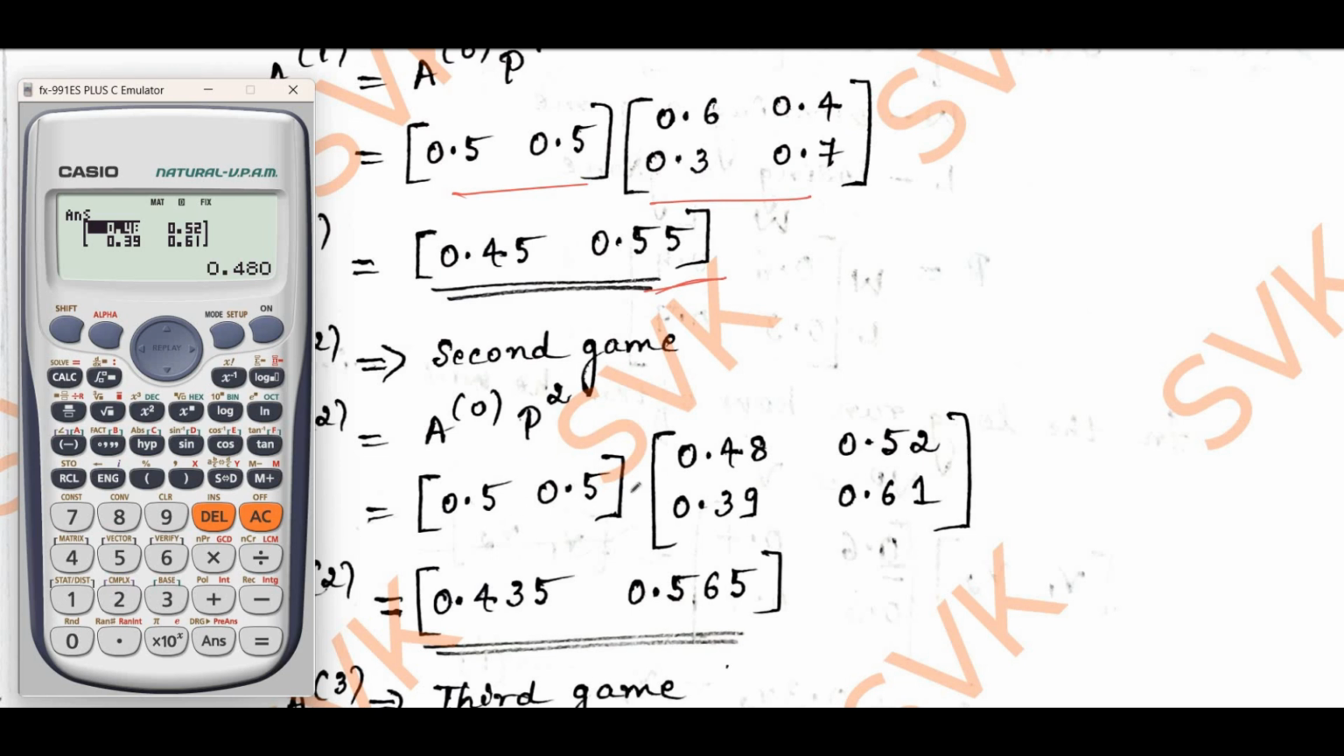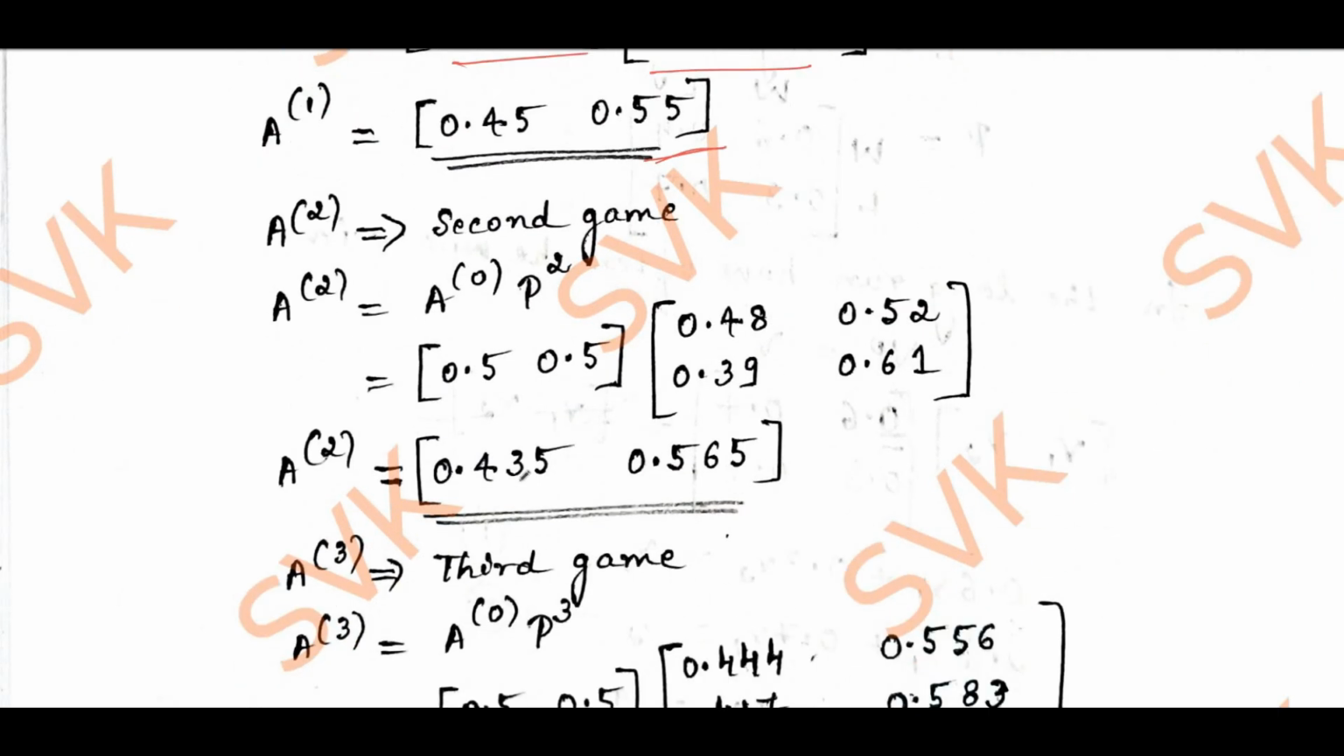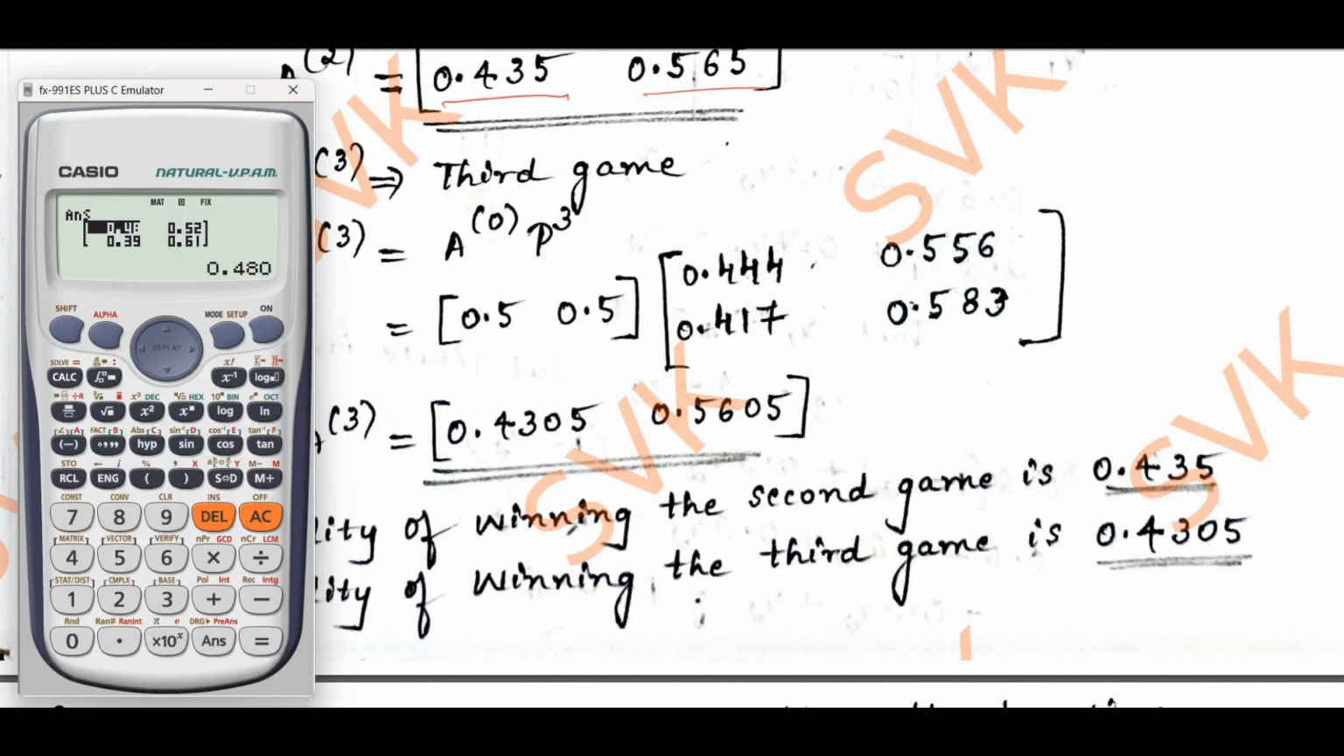This P square is multiplied with the initial matrix. Then we are going to get the probability of winning the second game as 0.435 and losing the second game as 0.565. Similarly, to find the probability of winning the third game, we need the initial vector with P cubed. So similarly, we need to find out P cubed.